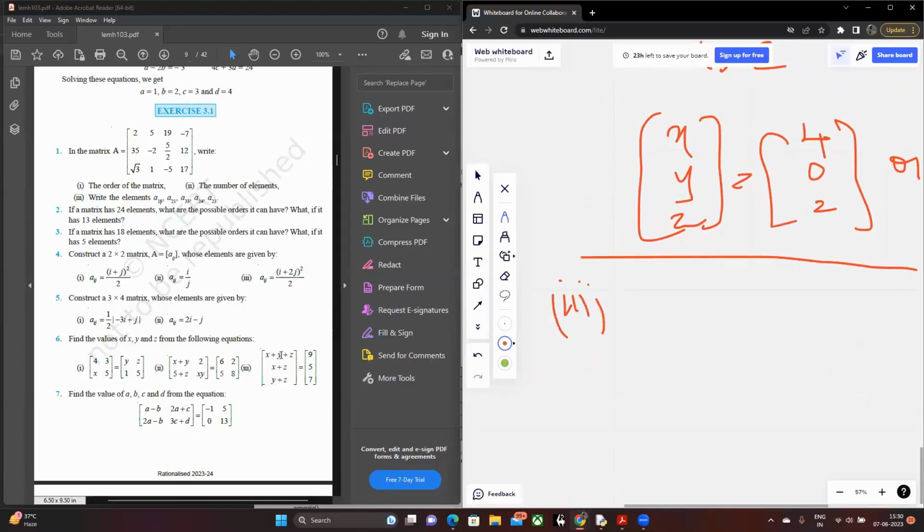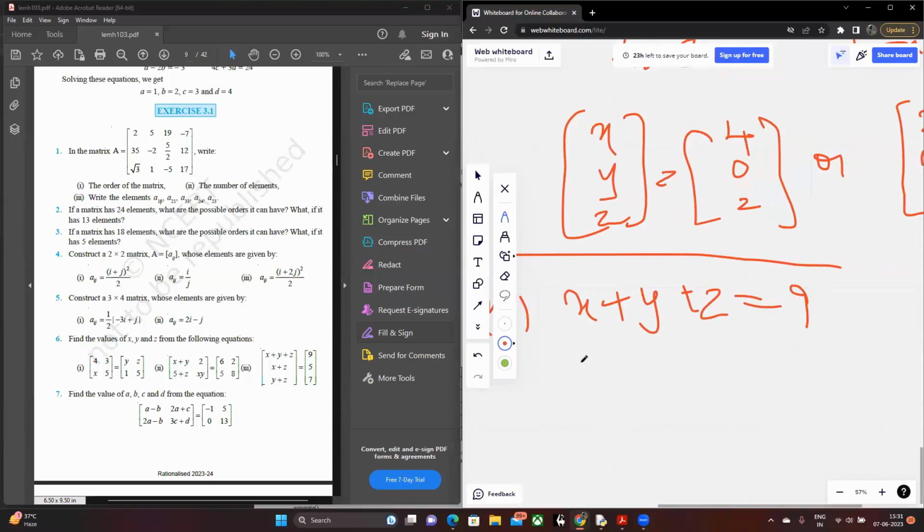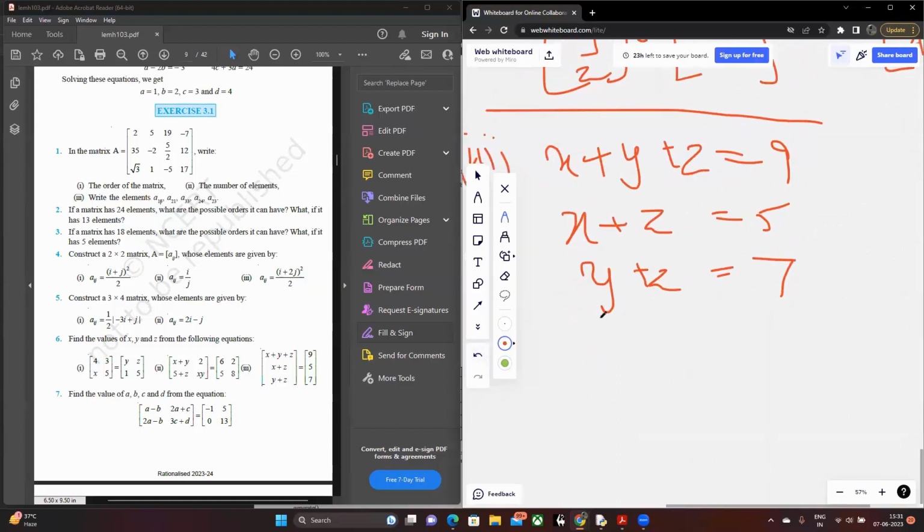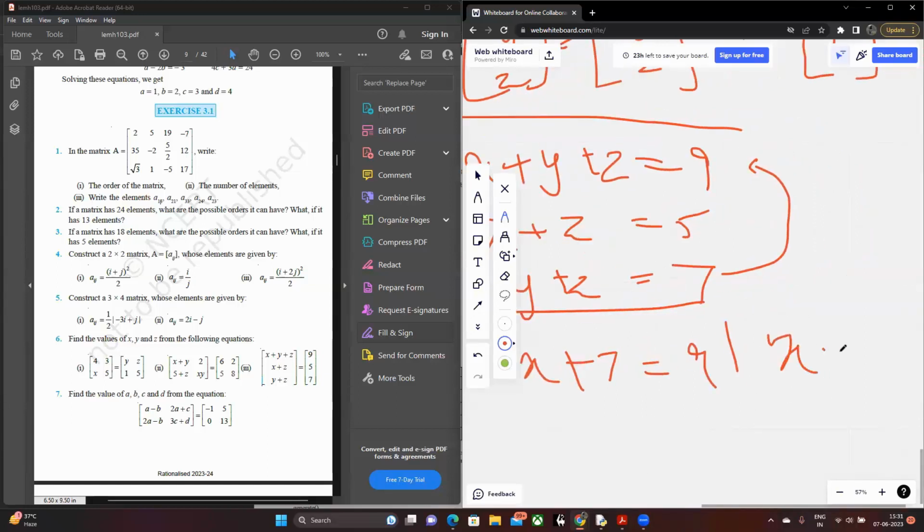Subpart 3. X plus y plus z is 9. Again, I've expanded the matrix directly. I'm not writing it down, right? Then you have x plus z being 5, and you have y plus z being 7, right? There's no reason why the equality shouldn't hold at first glance, so we assume that the equality holds and start solving, right? If y plus z is 7, then directly using this value over here, we get x plus 7 is 9, or x is 2. X equals 2.